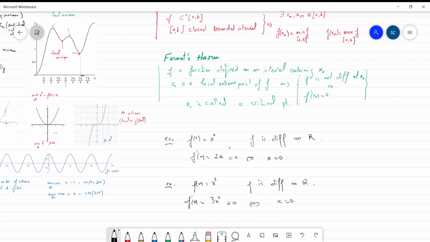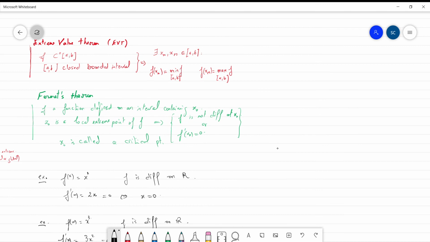So Fermat's theorem reduces for us the domain of search. It limits us to look among the critical points. The candidates for optimality are among the critical points, which is of course an important result. And an application now. Let's put this as a remark.